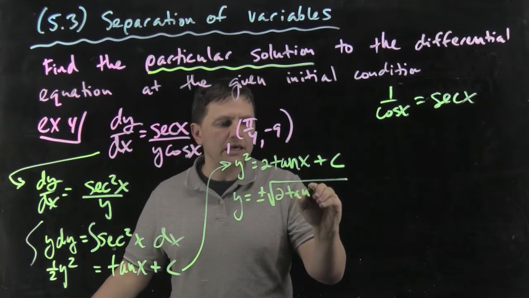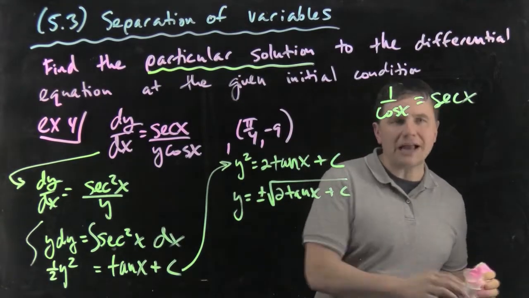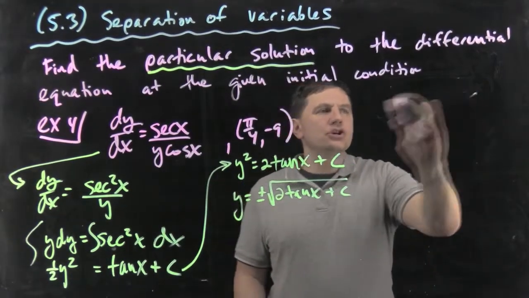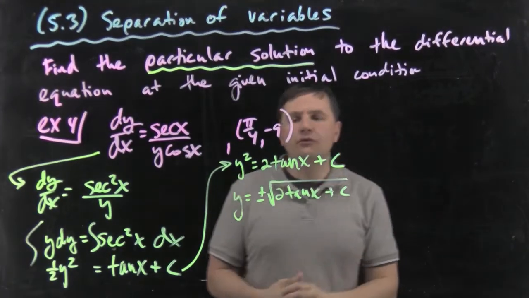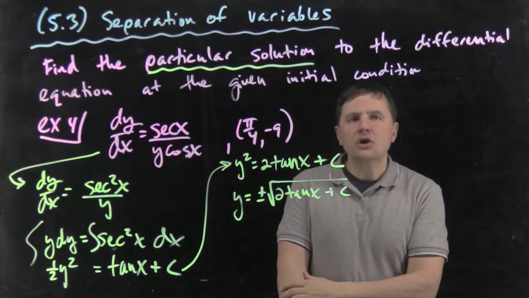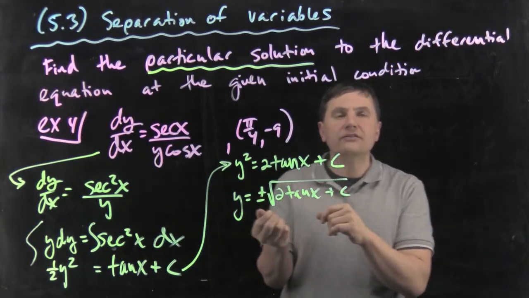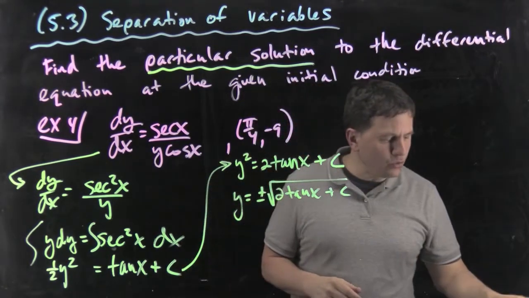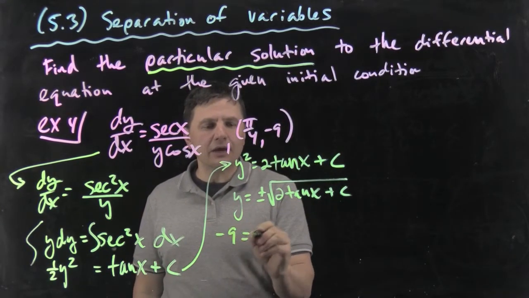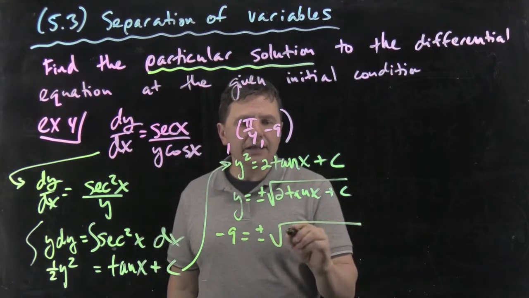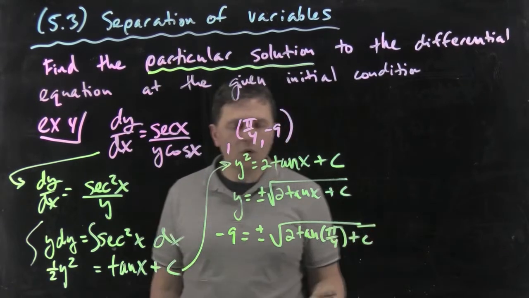Now this gets a little tricky, and here's the thing. In the general solution, we want the plus or minus. However, what we're going to be talking about when we're finding solutions is these solutions are always going to be asked in the form of a function. This is not a function. So it's not really a plus and minus, it's a plus or minus. It depends on the point. So you look at the point here, because the output of this, so let's plug this in, -9 equals plus or minus, and then 2 tangent of pi over 4 plus c, okay?